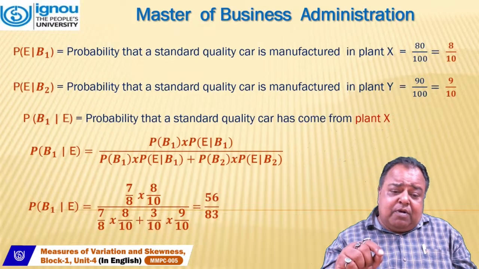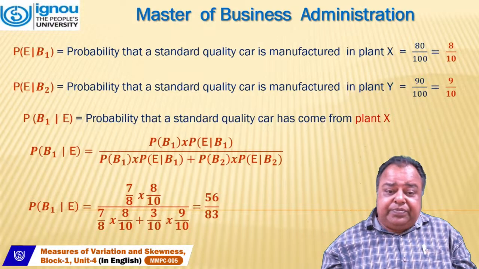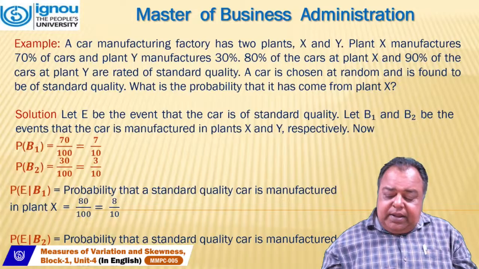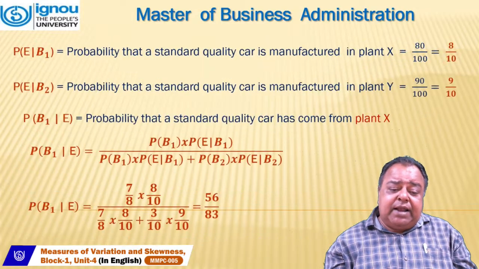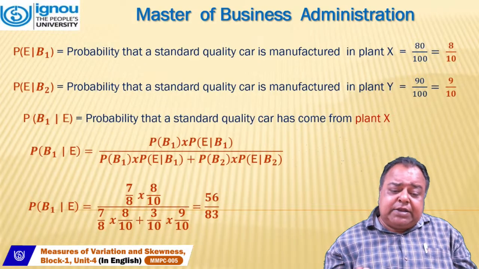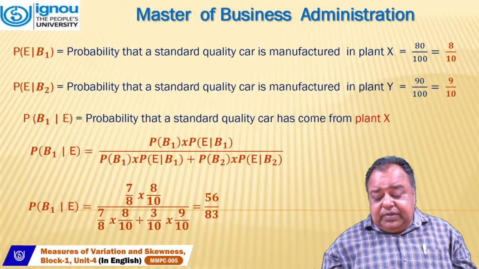Now, similarly in this problem, if the question is the probability that it has come from plant Y, what will we change? We will simply change the numerator. In the numerator, 7 by 10 and 8 by 10 will be replaced by 3 by 10 and 9 by 10, and the answer can be evaluated.